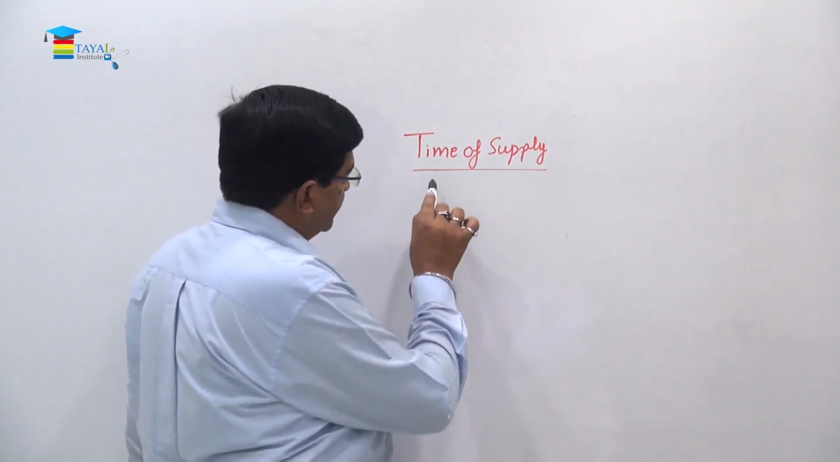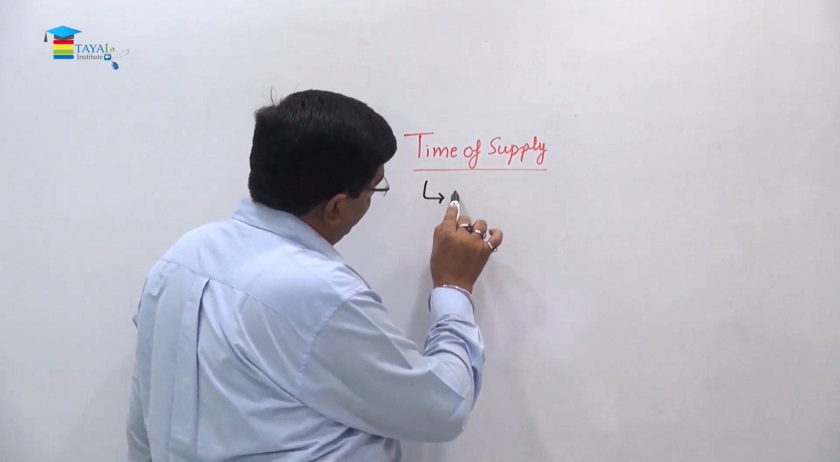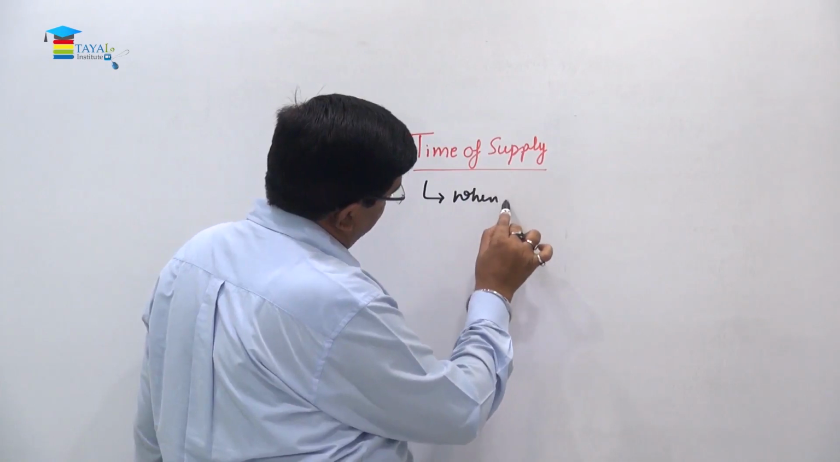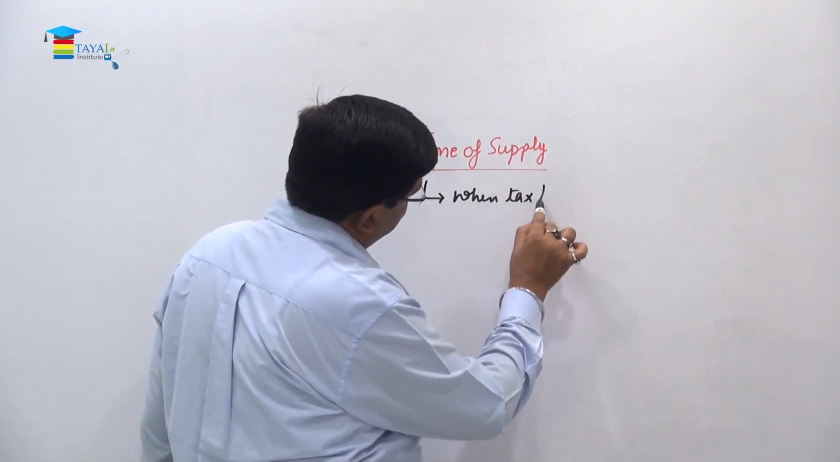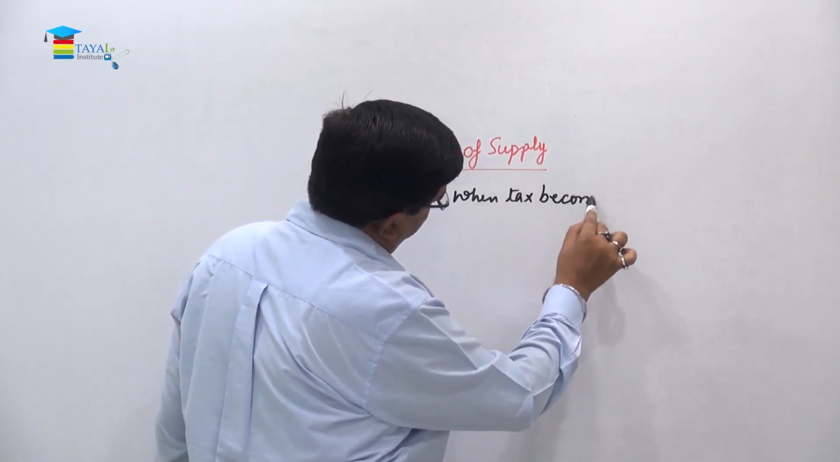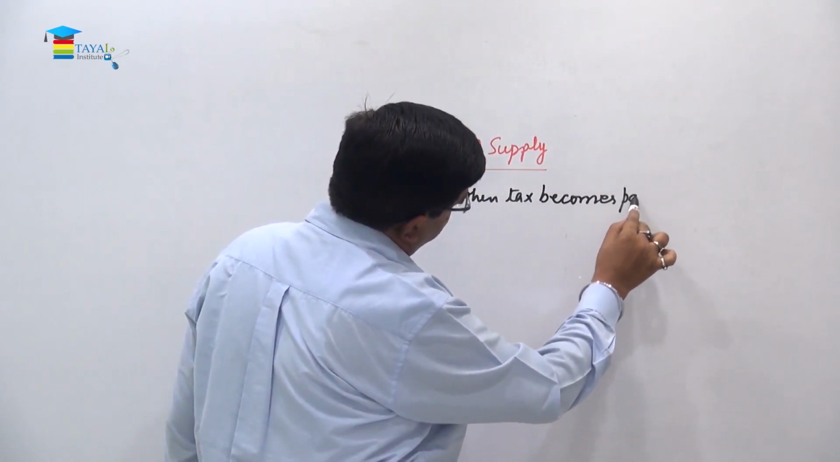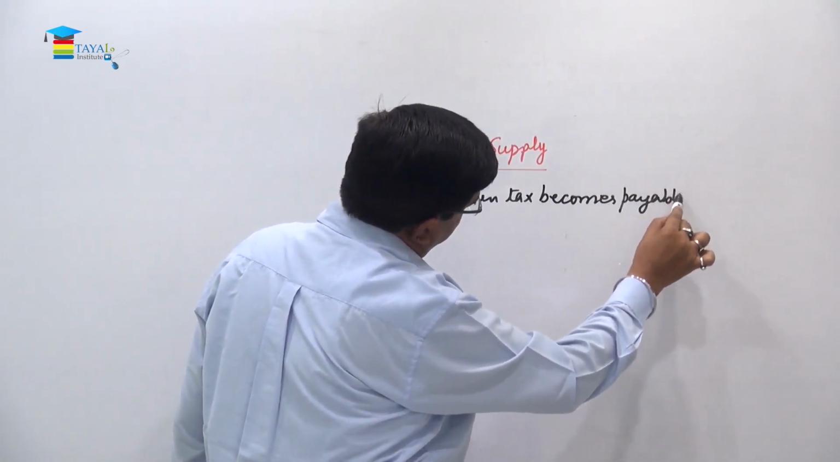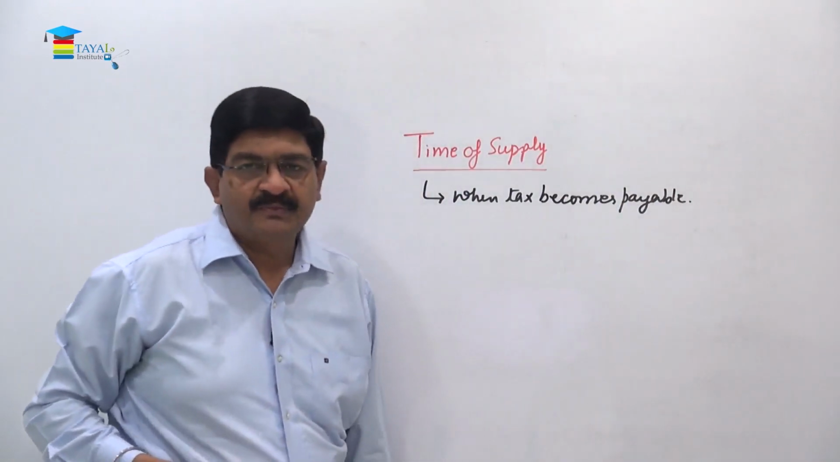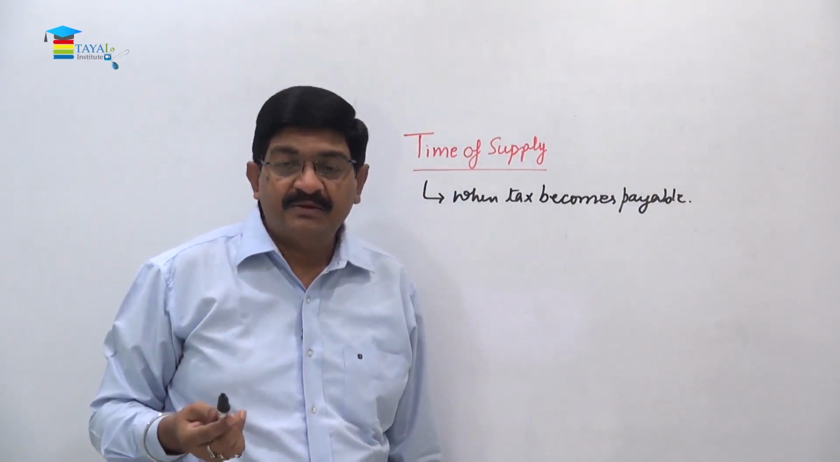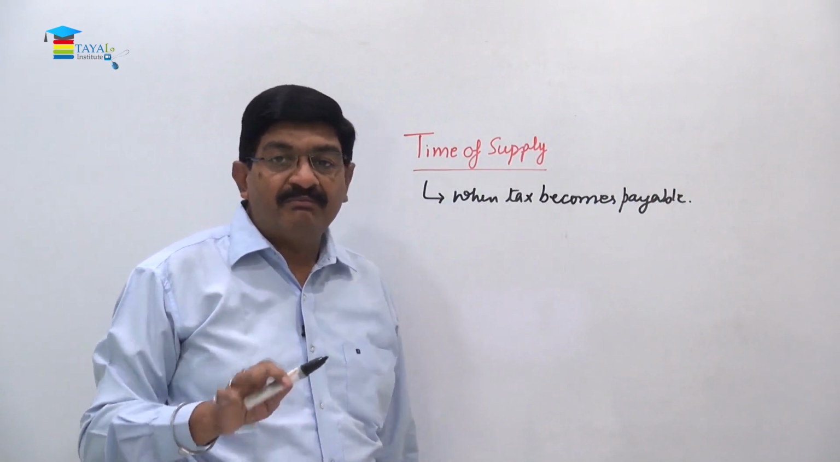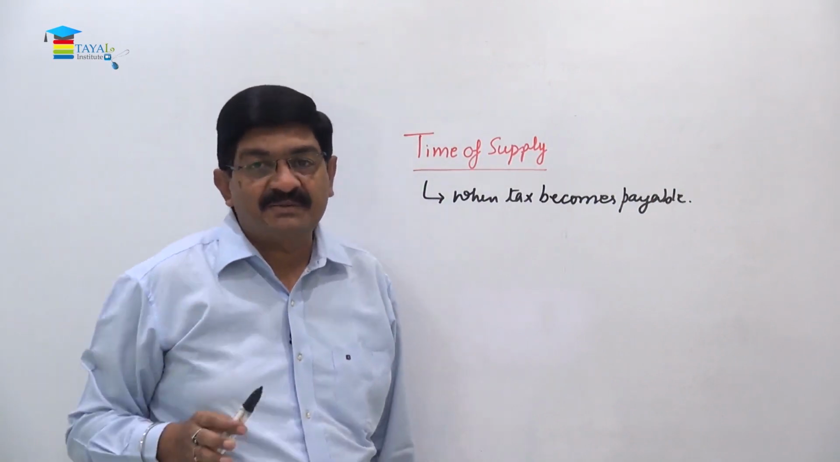Number one, when tax becomes payable. When the tax should be paid. Reason being, there are multiple events in one single supply.